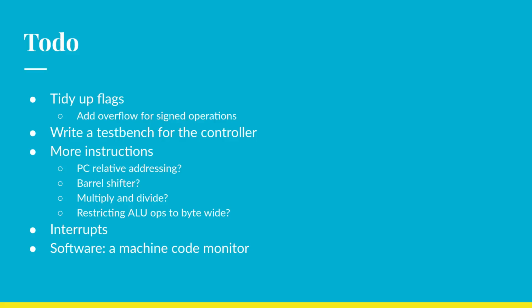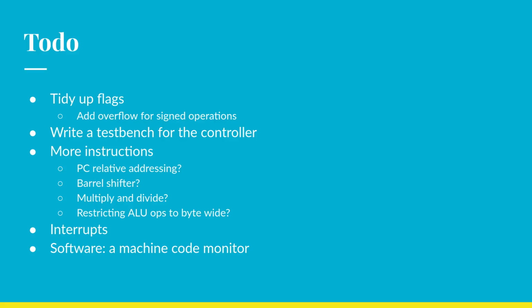A few more instruction ideas I've got is PC relative addressing, so you can load or store to memory relative to the current program counter for position independent code. Barrel shifter might be fun. I've always wanted to have a go at implementing one of those. Multiply and divide. Certainly this size Cyclone 4 has a multiply unit inside, which I've never done anything with.